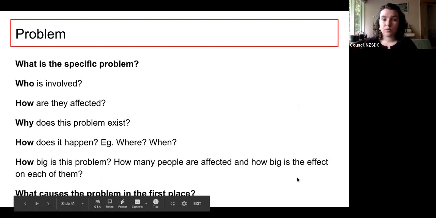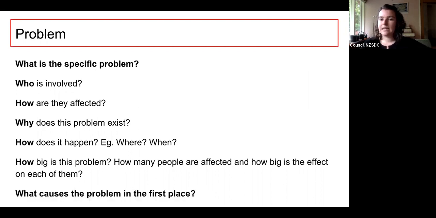Okay, so firstly, problem. What is the specific problem? And you don't have to necessarily answer every single one of these questions in every debate. I would recommend that these are the things that you're thinking about in the prep room and that some of these things translate into your first speaker speech.